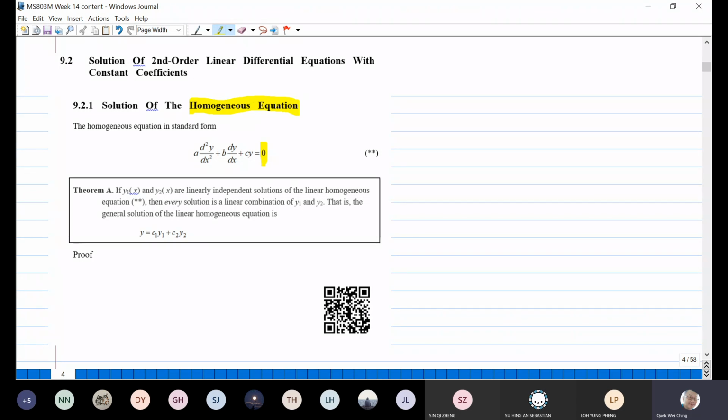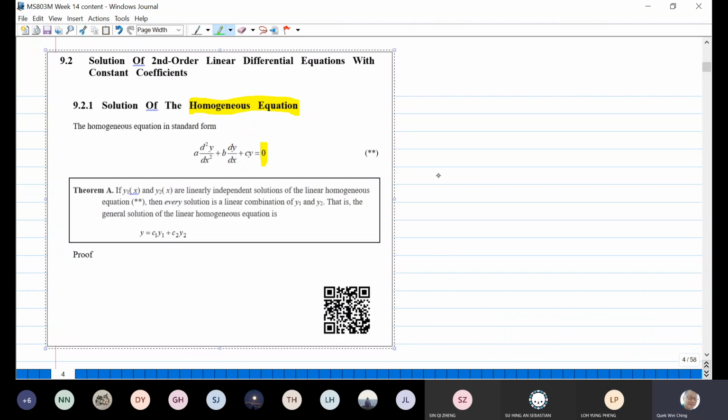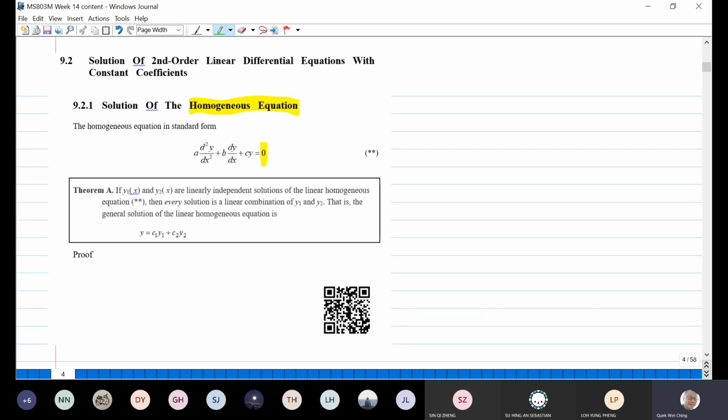So now, how do you know what the solution of this second order differential equation looks like? Usually for the second order differential equation, you need two solutions. They are called linearly independent solutions. You need two solutions. One of them is called y1, one of them is called y2. So there are two linearly independent solutions, y1 and y2. Both of them are functions of x here. They are linearly independent.